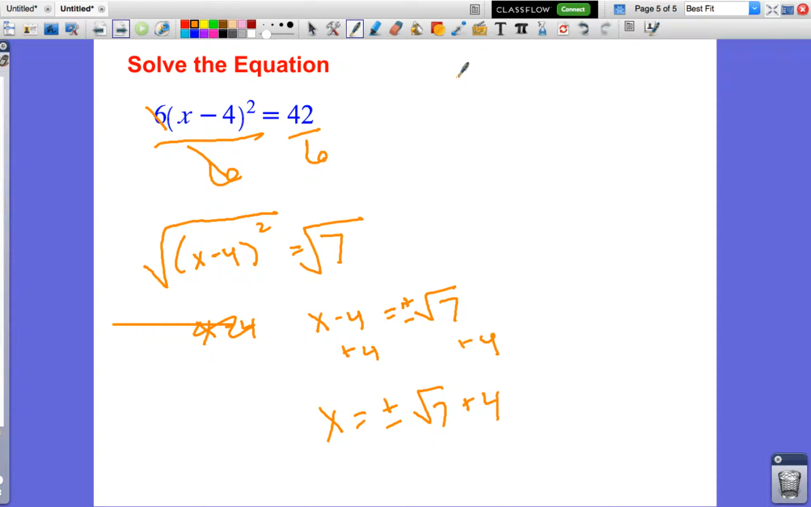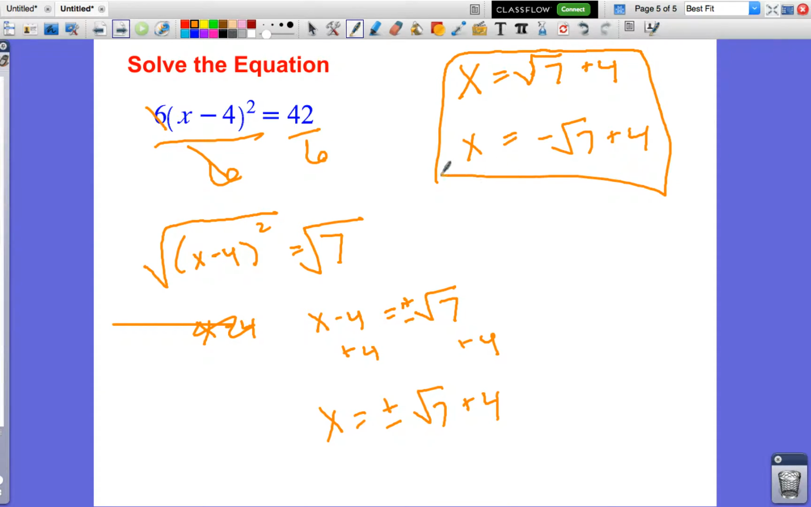So my two solutions, if I wanted to be exact and didn't want you to estimate, I would accept x equals the square root of 7 plus 4, for the positive square root of 7, and x would also equal negative square root of 7 plus 4. Both of these would be acceptable answers. If I had a calculator, I would plug in the square root of 7 and add these together, and that would give me my exact solutions. And if I wanted to estimate, I could. It'd be probably around 2.6 somewhere. And I'm all done.